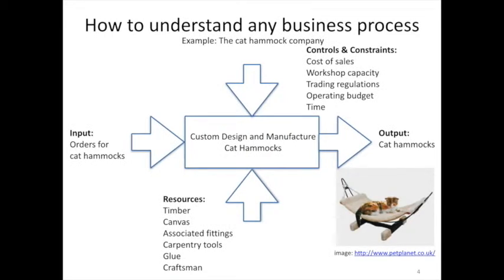All processes consume resources, so draw an arrow in from the bottom to show these resources, which include timber, canvas, associated fittings, and of course the human resource of the craftsman who builds the hammocks. The process operates within controls and constraints. These include cost of sales, workshop capacity, trading regulations, budget, and of course time.